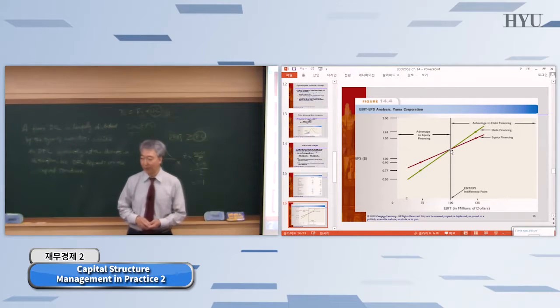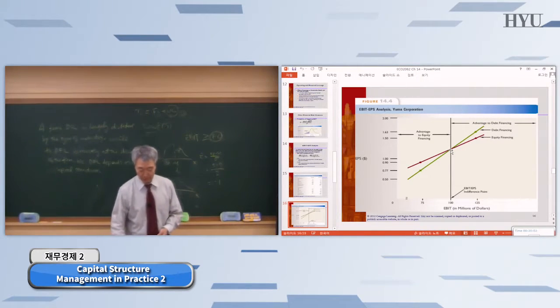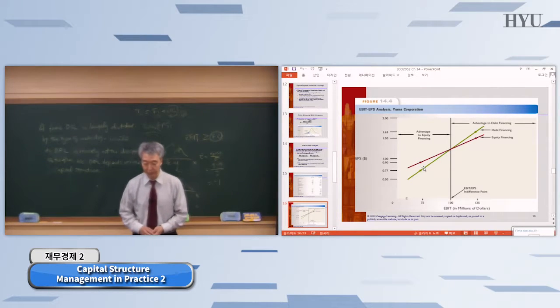That's not really important, okay? But more important here is if you find a certain level of EBIT where you should be indifferent, then any level of EBIT which is greater than that level, you should prefer debt financing. Debt financing is more advantageous because EPS is higher. Any level of EBIT which is below that indifferent level, equity financing is better. That's what we are trying to find out here.